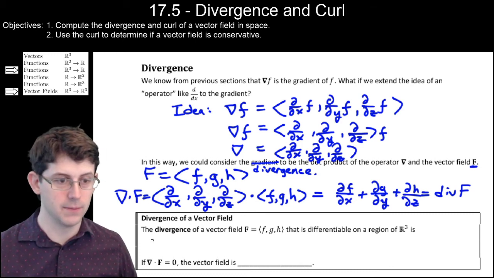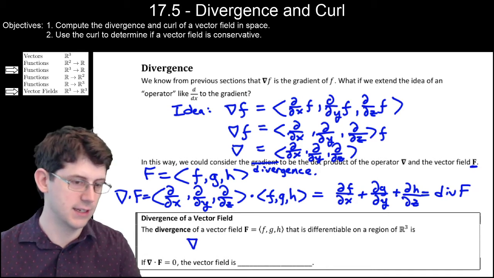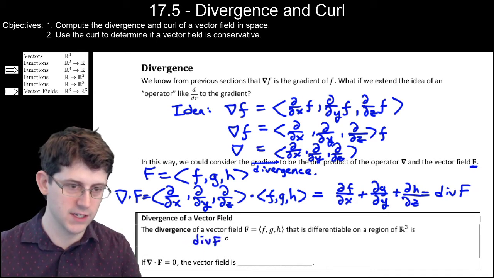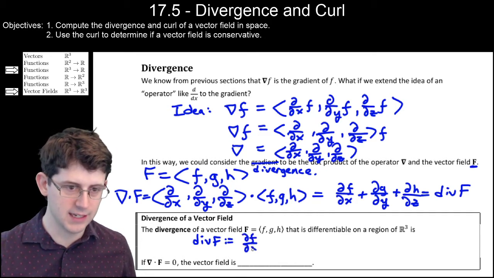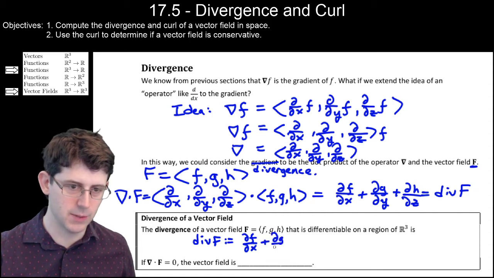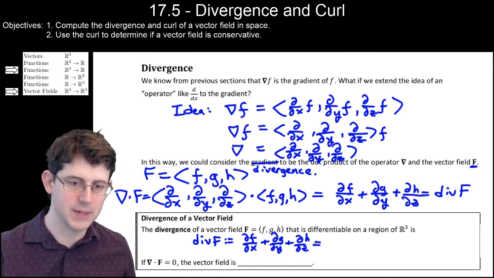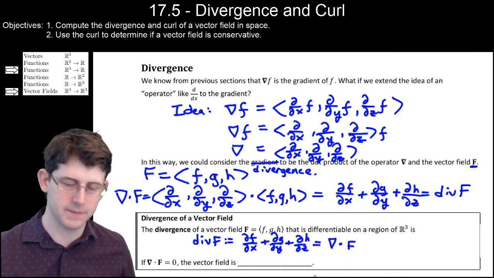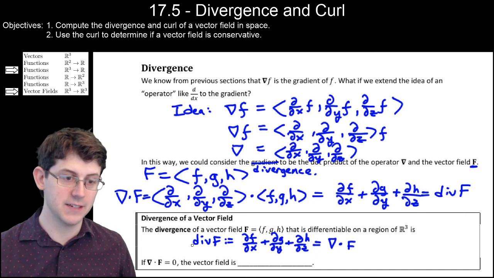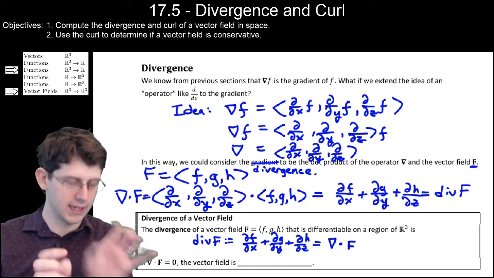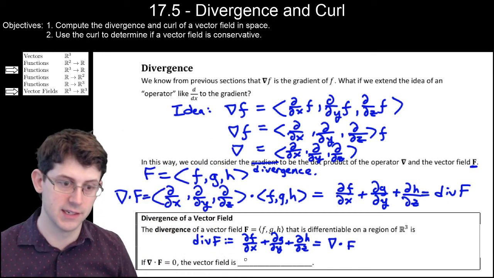Okay, so what is the divergence of a 3D vector field? The divergence of F is defined as partial f partial x plus partial g partial y plus partial h partial z, and that happens to equal del dot F. If this del dot F comes out to 0, it has a name. A vector field that has no divergence means that there's no spring or wind exploding out from anywhere. That means that it's source free.